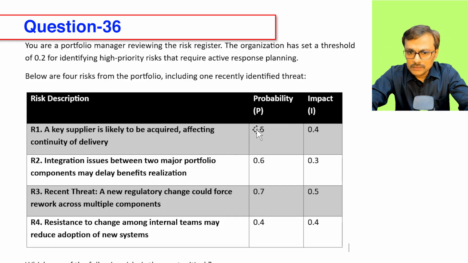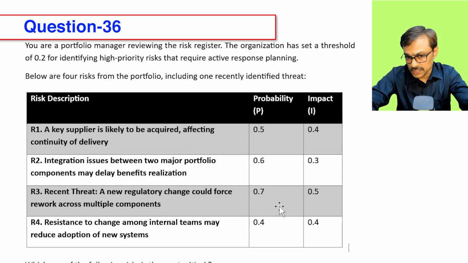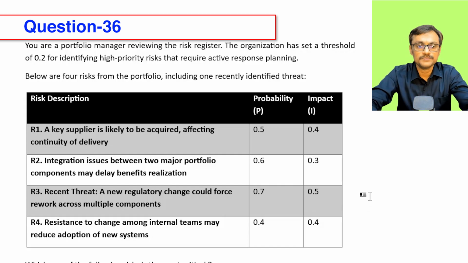Now here, I can use a calculator. In the exam, you will have an option to trigger the calculator, but it is becoming clear: 0.4, 0.2, 0.2, I think 0.18. So still below. This one is 0.35. That something is crossing the threshold. So R2, R3, the recent threat, is big. R4, 0.4, 0.4, 0.16. So I'm just multiplying it. So I know R3 is the highest as per the score. And if I have to choose one risk out of it, I will pick the R3.